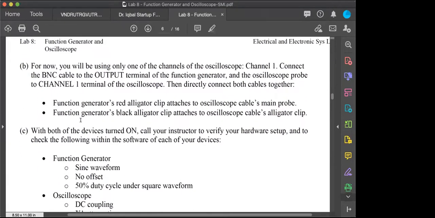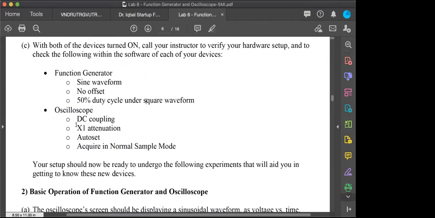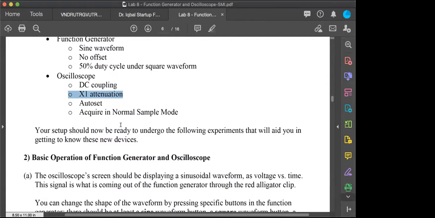Now, in your circuit, you would start with the function generator on one side, and you would do these settings. Sine wave, I showed you how to set a sine wave. 50% duty cycle under square waveform, a setting for your signal. And on the oscilloscope, you would say X1 attenuation. Many times the signal is too large and you want to make it smaller so it fits your screen. So you say the same X1 attenuation. Auto set again, which would make the signal fit your screen on your oscilloscope. So you do auto set.